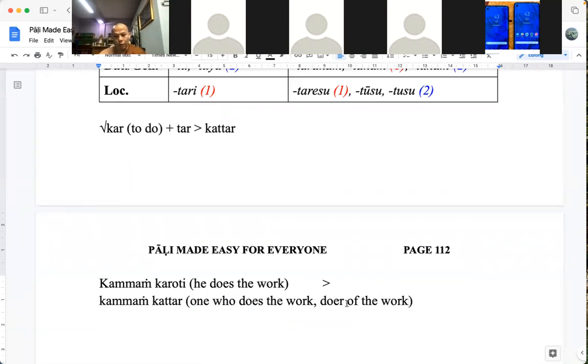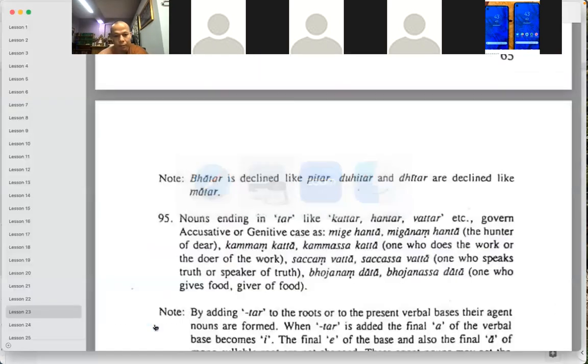So now, with the word "of", that is genitive in English. The same way in Pali also. So kamasa katar, kamasa katar, doer of the work. So that is why these agent nouns, like katara, their former object can be with the accusative case as well as the genitive case. So now nouns ending in dar, like kata, handa, wada, etc., govern the accusative case or the genitive case, like this.